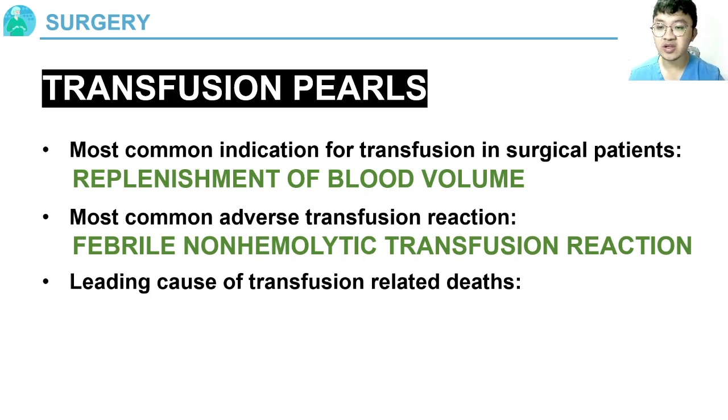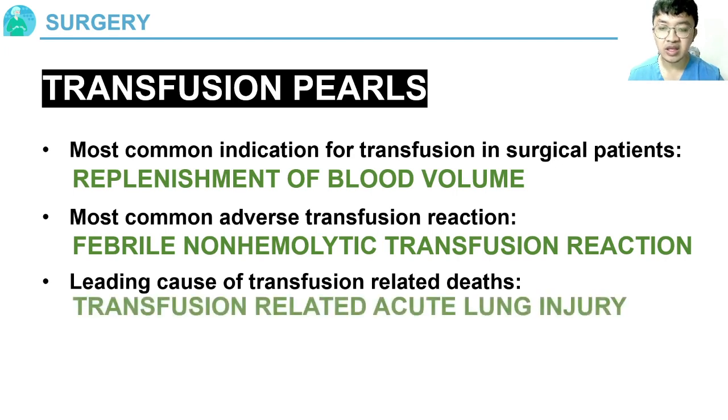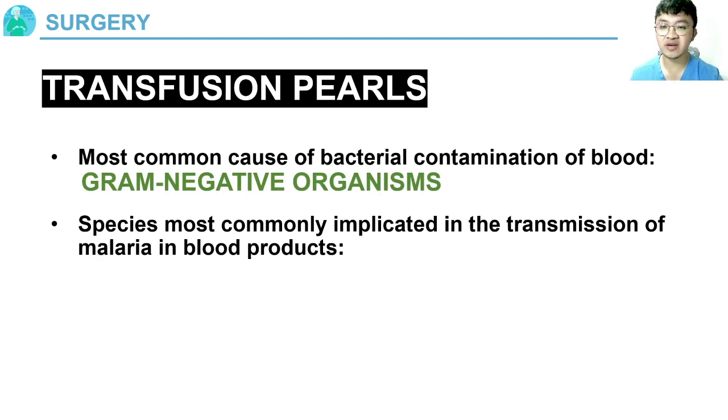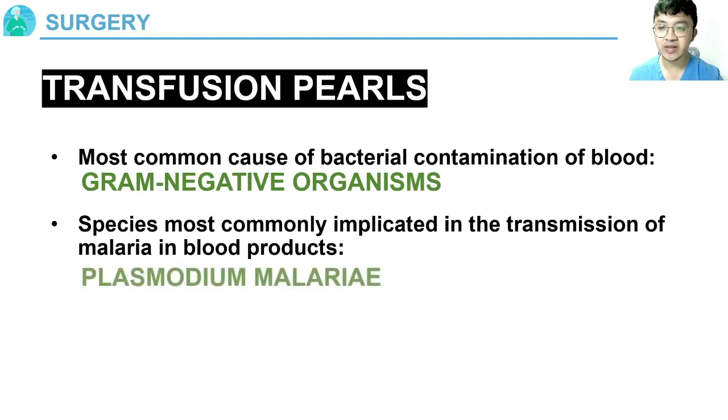So what's the leading cause of transfusion-related deaths? This is your transfusion-related acute lung injury or your TRALI. Again, most common adverse transfusion reaction is your FNHTR. Leading cause of transfusion-related deaths, you have your TRALI. Next, most common cause of bacterial contamination of blood. This is your gram-negative organisms. So if something infects or contaminates blood, it's usually gram-negative organisms. And the species most commonly implicated in the transmission of malaria in blood products is your Plasmodium malariae.